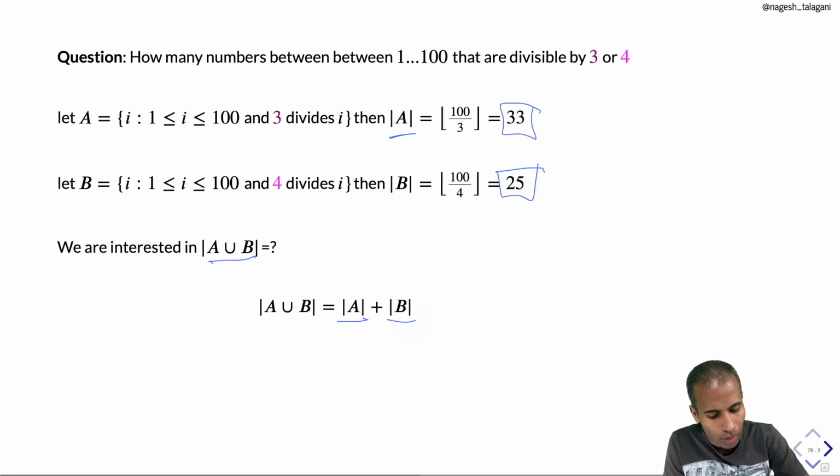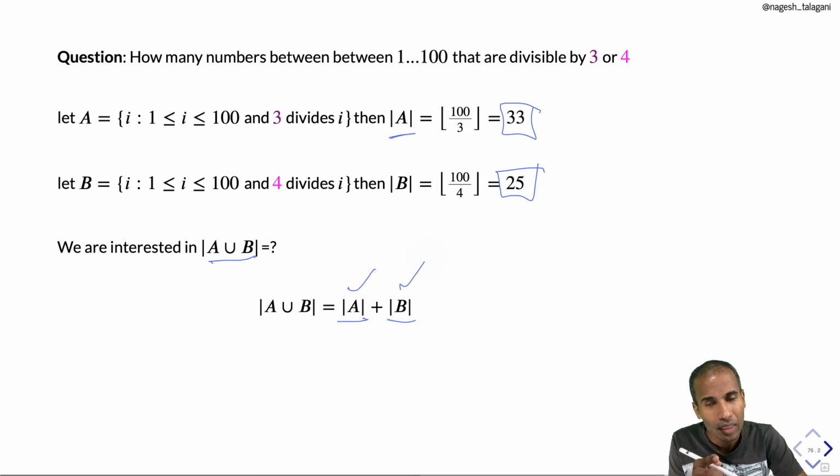The answer is no. If you want to apply the sum rule, you need to make sure that there is no overlapping between A and B. But A and B do overlap here, because there are numbers which are divisible by 3 as well as 4, which are precisely the numbers divisible by 12. Now I think you can fix it, because we know that the numbers divisible by 12 are counted here as well as here. That means they got counted twice.